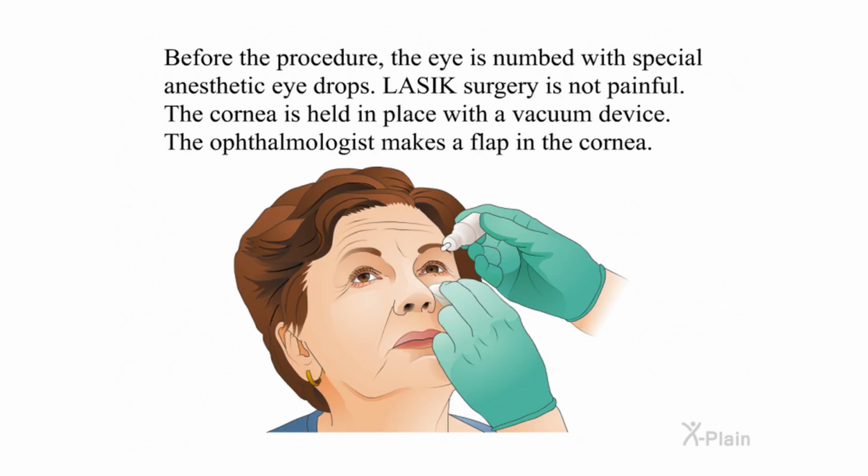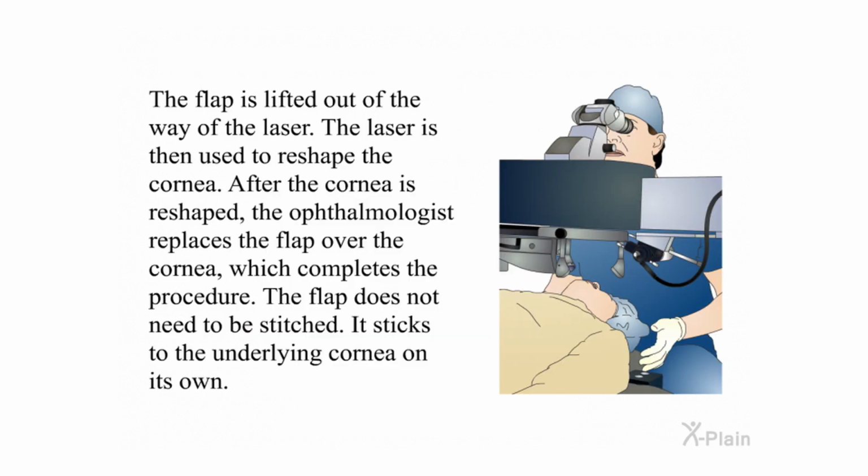Before the procedure, the eye is numbed with special anesthetic eye drops. LASIK surgery is not painful. The cornea is held in place with a vacuum device. The ophthalmologist makes a flap in the cornea. The flap is lifted out of the way of the laser. The laser is then used to reshape the cornea. After the cornea is reshaped, the ophthalmologist replaces the flap over the cornea, which completes the procedure. The flap does not need to be stitched. It sticks to the underlying cornea on its own.